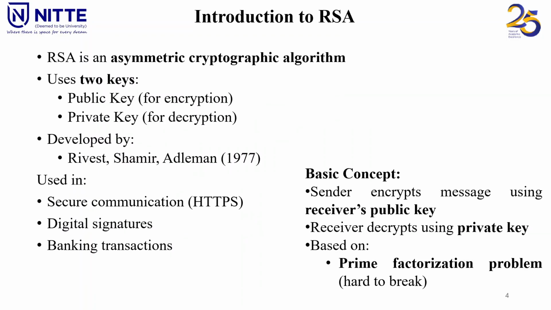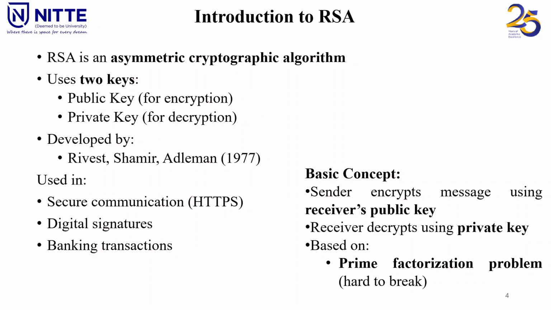When it comes to the introduction to RSA, RSA is an asymmetric cryptographic algorithm. RSA stands for Rivest, Shamir, and Adleman. These three people invented this algorithm. That's why the starting characters of their names have been kept as the algorithm name, that is the RSA algorithm.